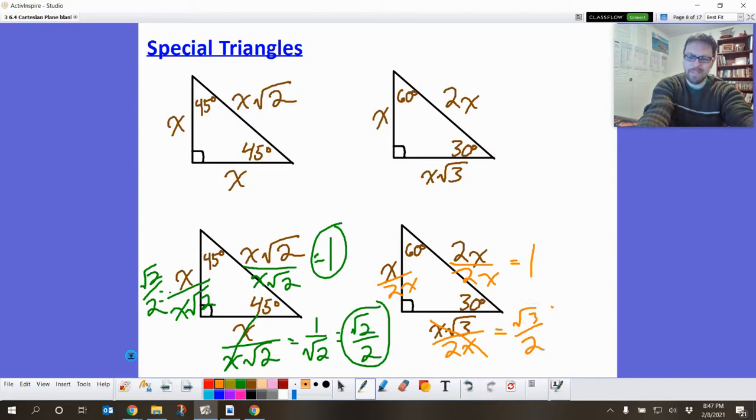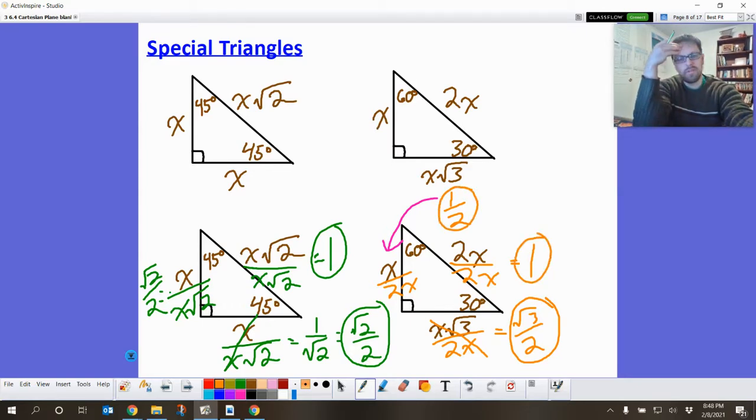Man, that sounds familiar. What about this one right here? I'm just going to do it up to the side here. So we cancel our x's, and we're left with just 1/2. Man, that also sounds familiar. So I've got these: 1, square root of 2 over 2, 1/2, square root of 3 over 2. Man, that sounds familiar. So familiar.